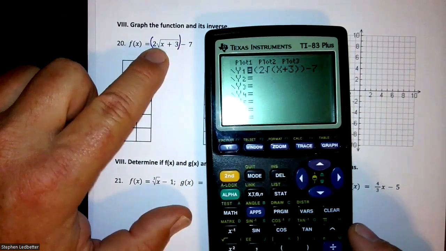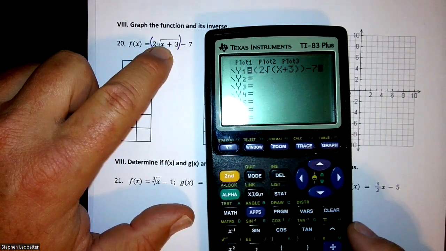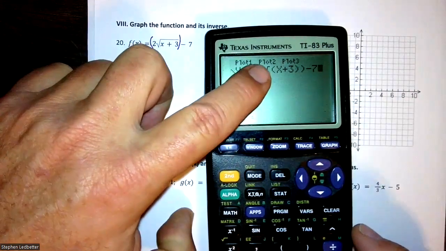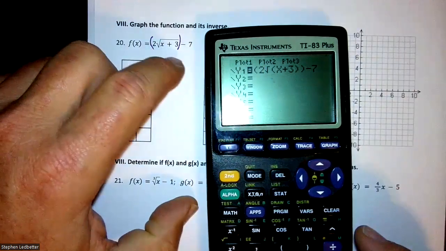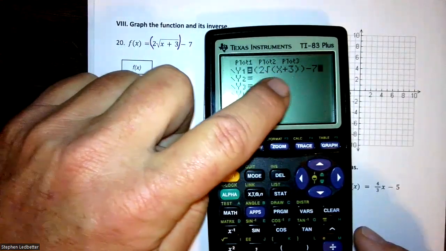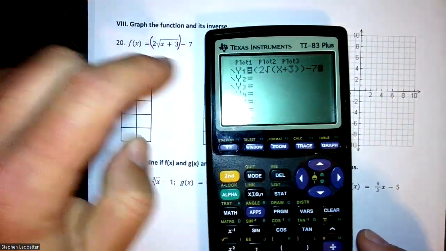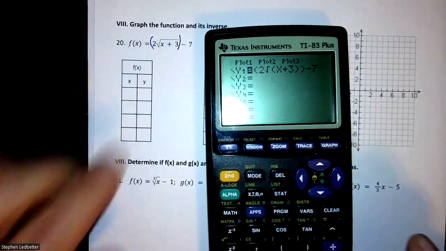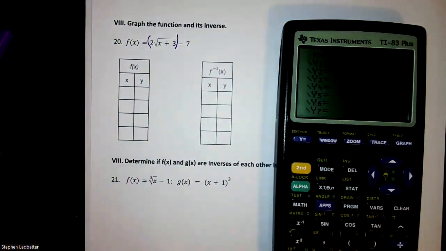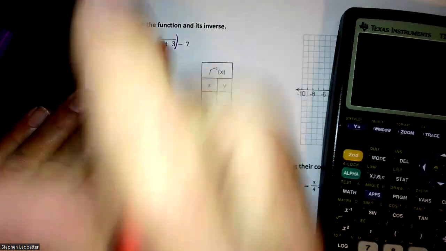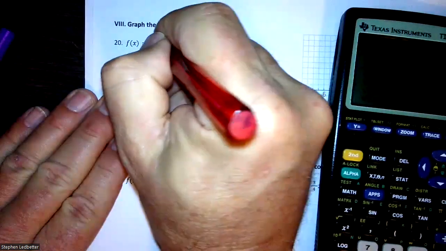Okay, let me review. Remember, this already has a parentheses inside. So when you open it up, see, there was a parentheses here. So I've got to hit the close parentheses because I want that to be inside the radical. So there's a parentheses just for this guy. If I was to do this, I'll do it in a different color so you can see it. On the calculator, it looks like this.